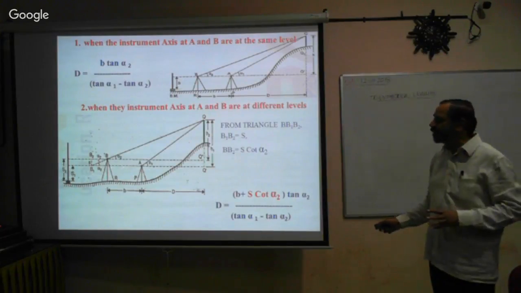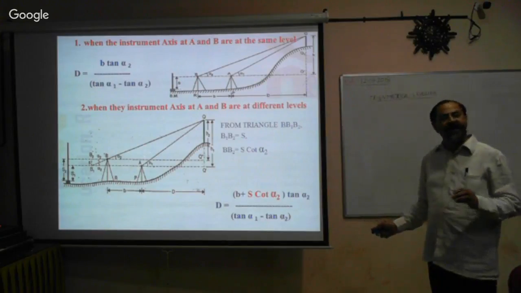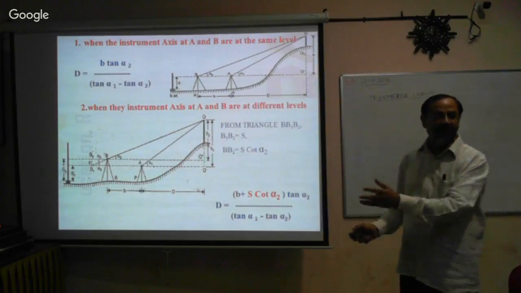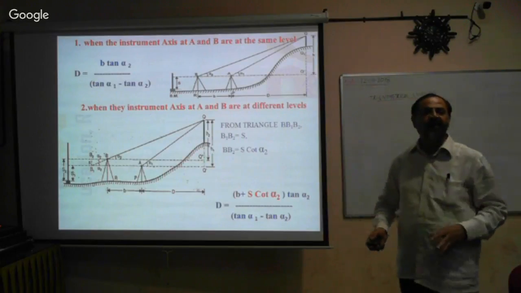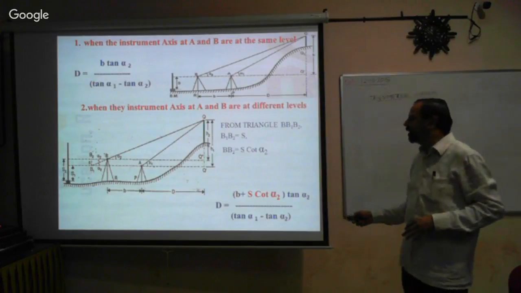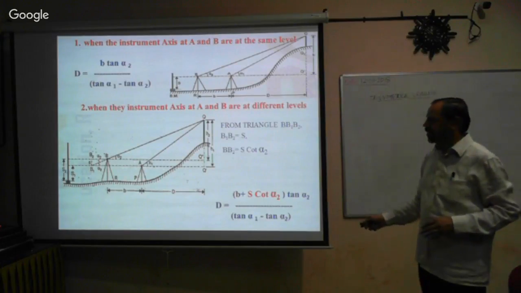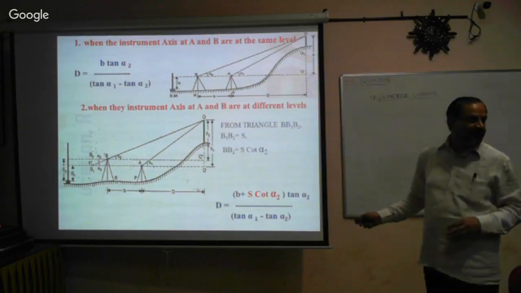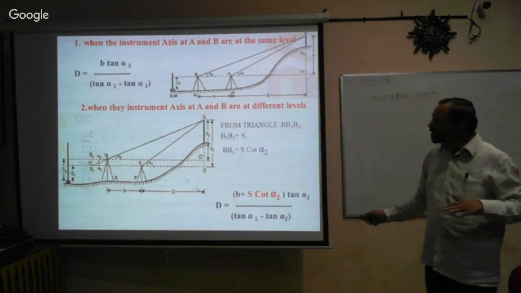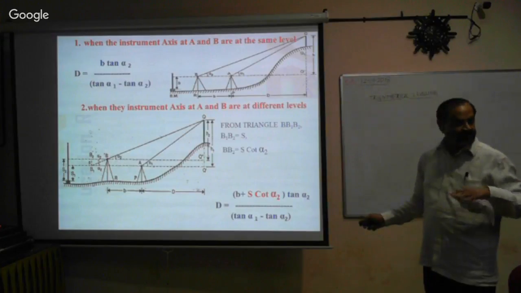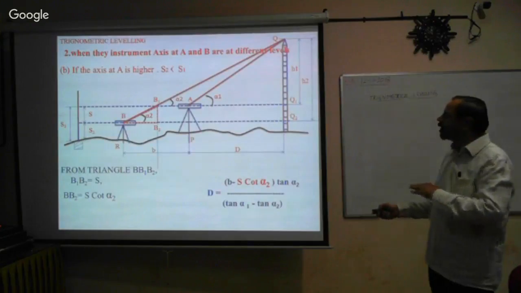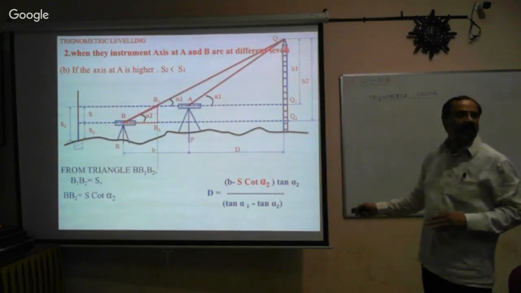Always we are referring to one methodology, one system you have adopted. It is not necessary that you follow this system; whichever way you want, this is the reference, to understand more. With respect to this reference, in the first case the instrument station is lower, whereas here the instrument station is higher. Now in the second case, this becomes vice versa.